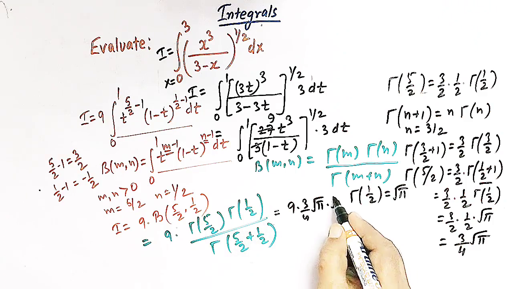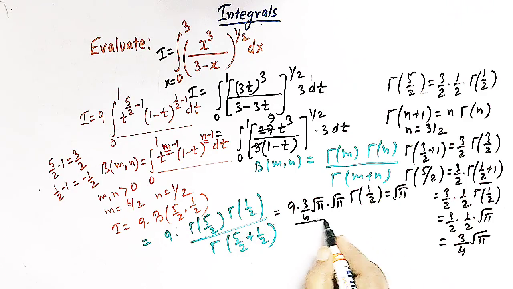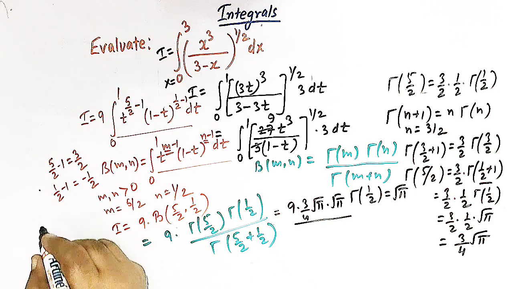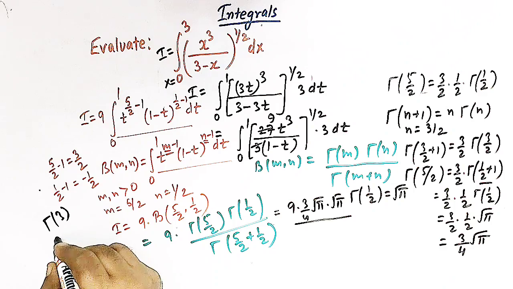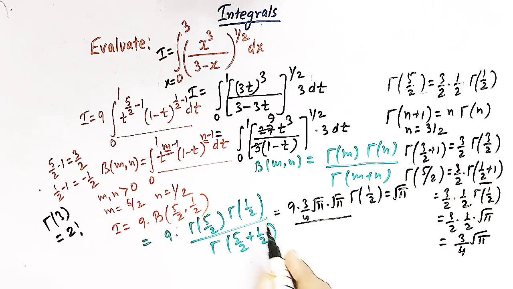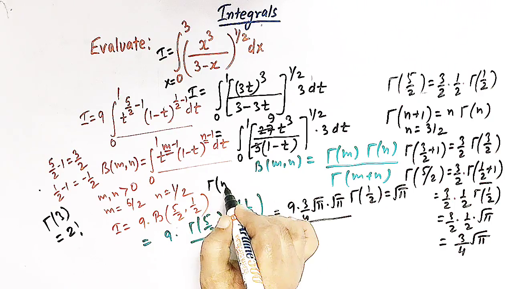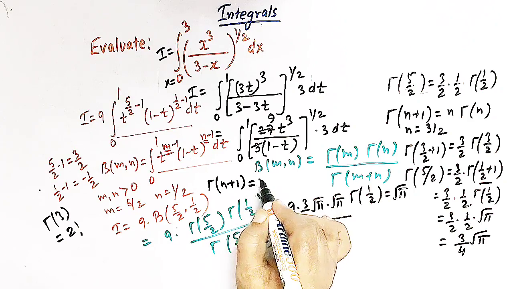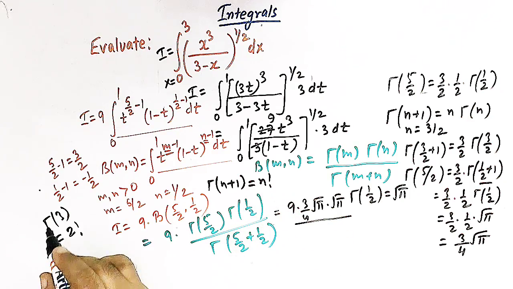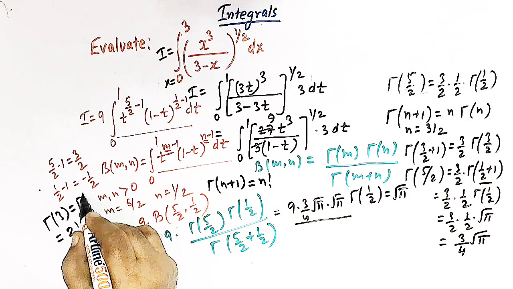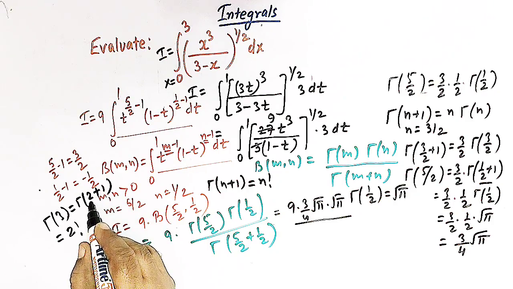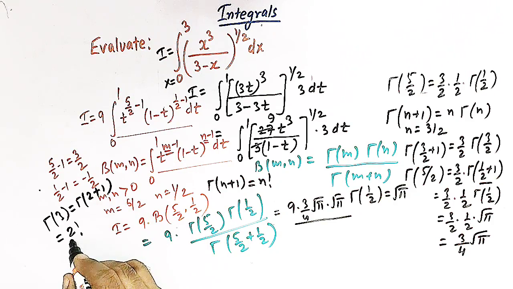Here gamma half is square root of pi, and in the denominator we have 5 plus 1, 6, 6 over 2 is 3. So gamma 3 is given by 2 factorial, because we know that gamma n plus 1 is equal to n factorial. So gamma 3 can be written as gamma 2 plus 1. So here n is 2, so we have 2 factorial, that is simply 2.